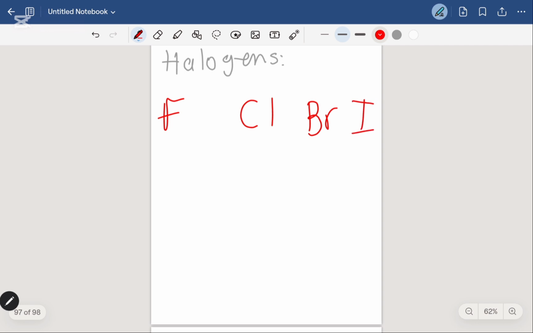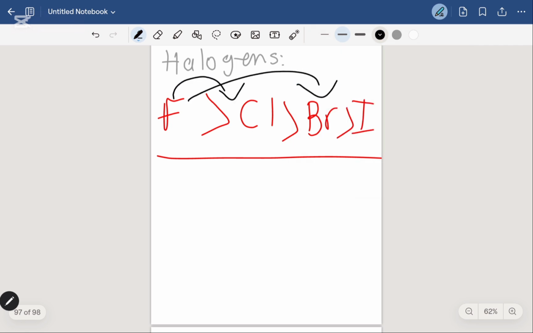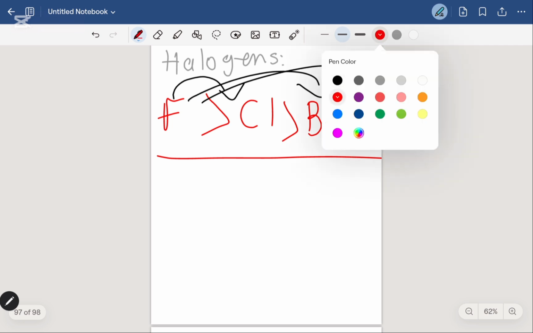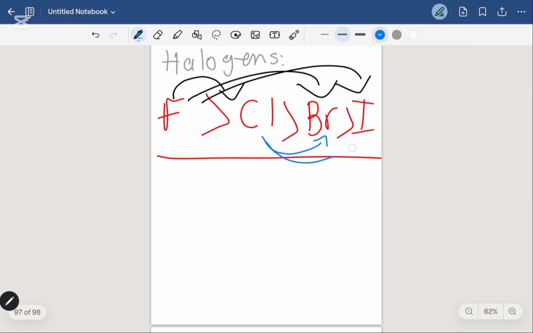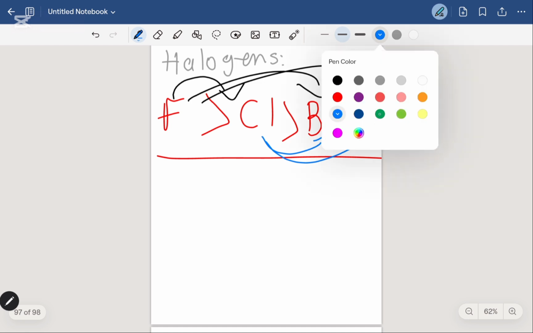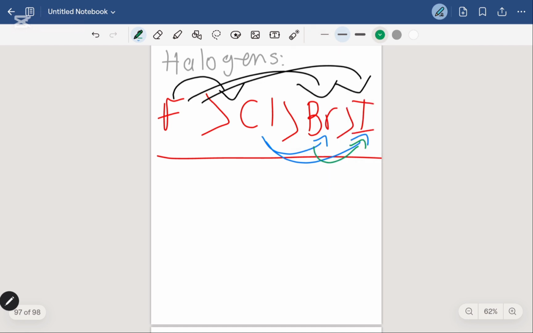It is in this order, Fickle-Brie, if you want to remember it, and you should know that F is the strongest. It's stronger than Cl, and Cl is stronger than Br, and Br is stronger than I. Now, what is the importance of this order? This order teaches us the displacement, meaning that F can displace Cl, can displace Br, can displace I. But Cl can only displace Br and I. It cannot displace F. And then Br can only displace I. It cannot displace Cl or F. And I cannot displace anything because it is the weakest halogen. So this is the importance of this order.